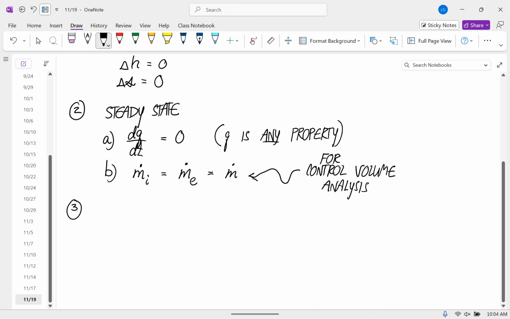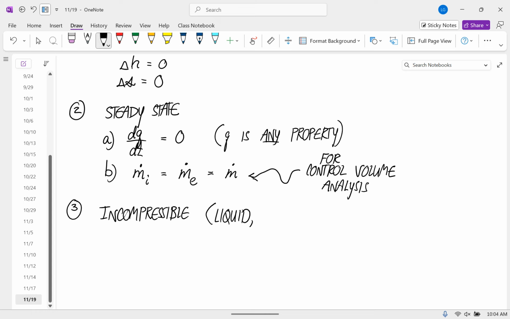Third and fourth are going to be the two main assumptions about materials that we make in this class. Third is going to be incompressible. Fourth is going to be ideal gas. So incompressible, if you have an incompressible material, we always use that for liquids. We sometimes use it for solids too, although solids aren't a very big thing in this class.